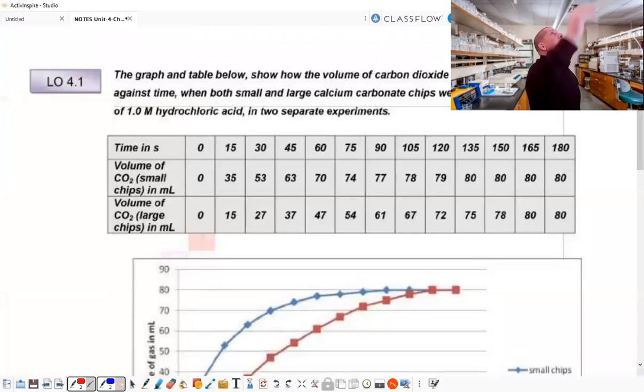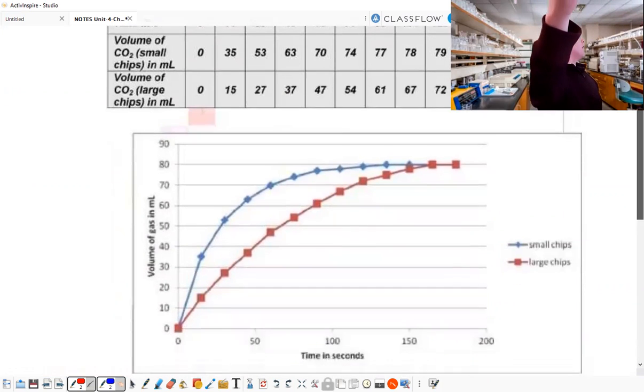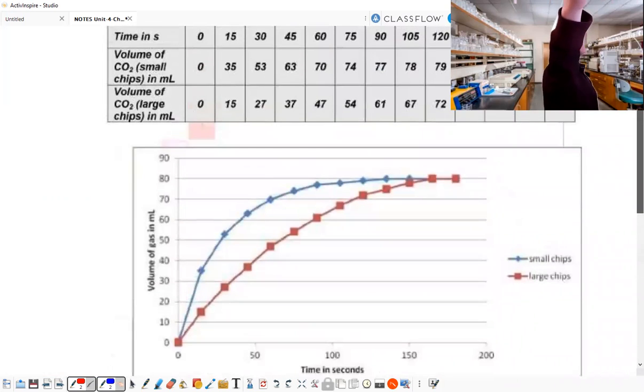It says the graph and table below show how the volume of carbon dioxide collected varied against time. So collecting carbon dioxide, concentration versus time, when both small and large calcium carbonate chips were added to an excess amount of hydrochloric acid in two separate experiments. You can see the volume of the small chips compared to the volume of the large chips. All right, and there's the graph.